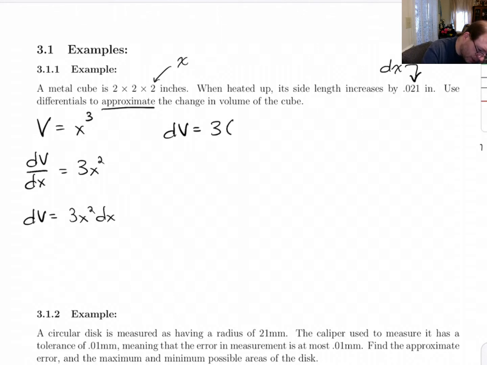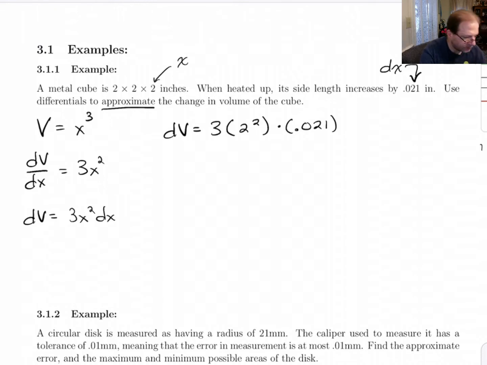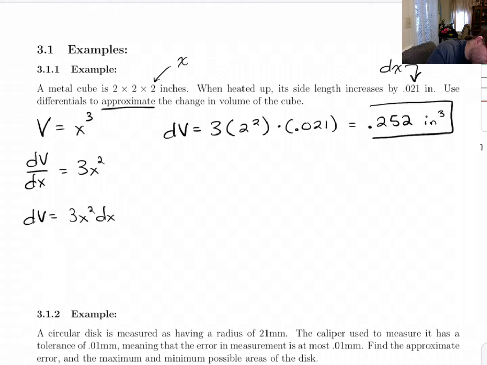So it's 3 times 2 squared times 0.021. So 3 times 4 times 0.021 gives me 0.252. And that's my answer: 0.252 cubic inches. And if I were doing this as a test problem, I'd be done.